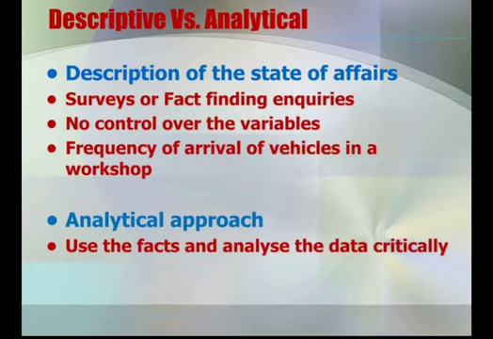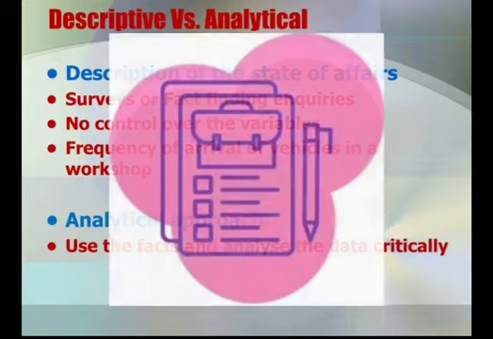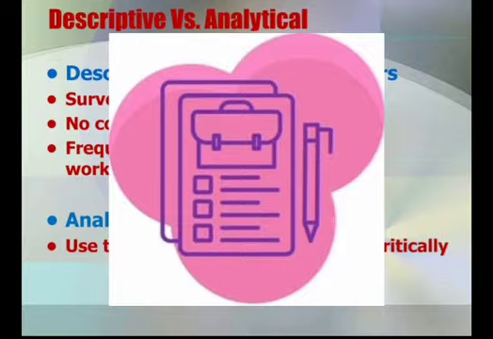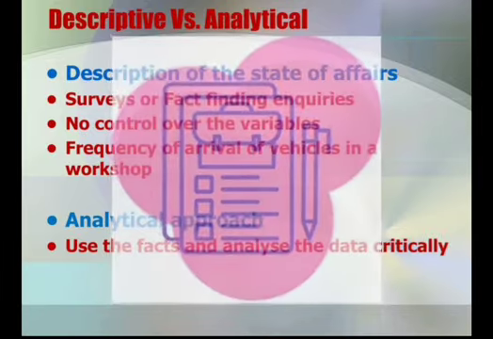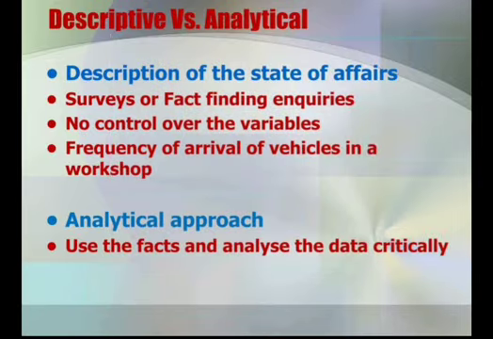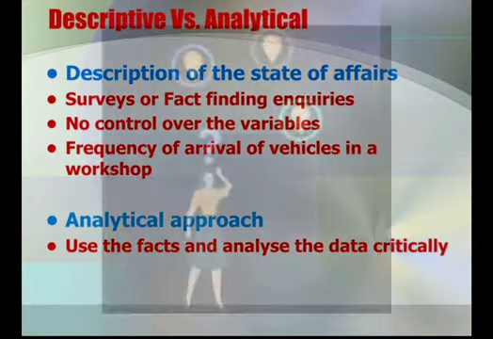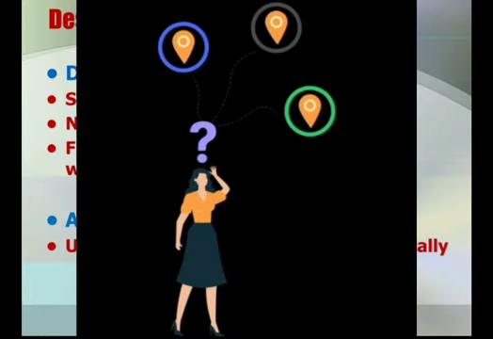This slide compares descriptive and analytical research. Descriptive research explains the current state of affairs using surveys and fact-finding methods. In this type of research, researchers do not control variables directly. An example is studying the frequency of vehicle arrivals in a workshop. Analytical research, on the other hand, focuses on analyzing collected data critically to draw conclusions and interpretations.